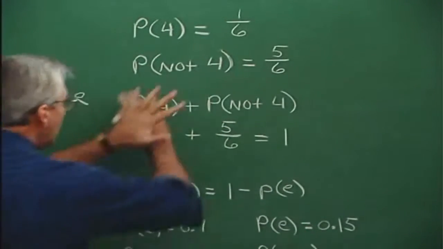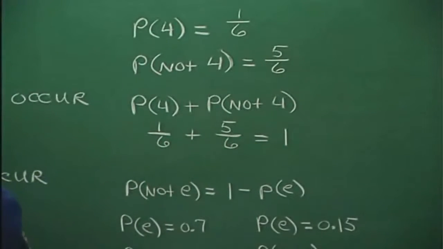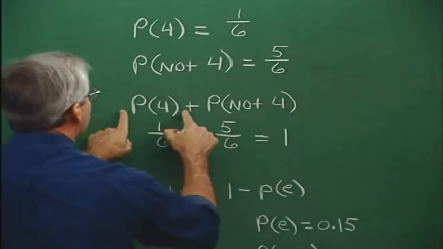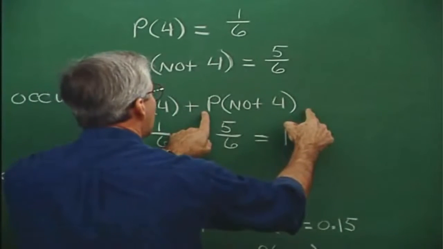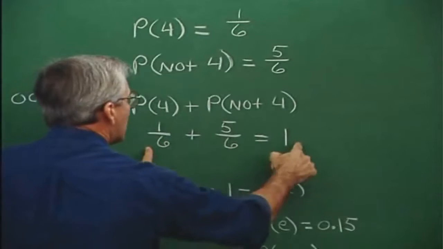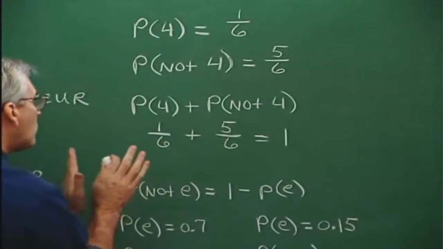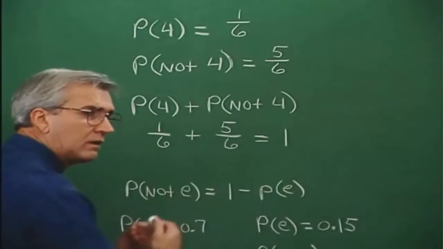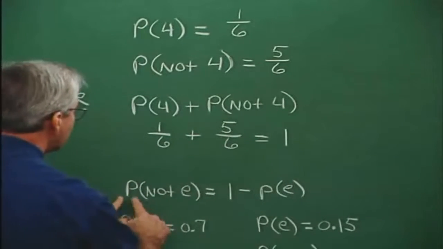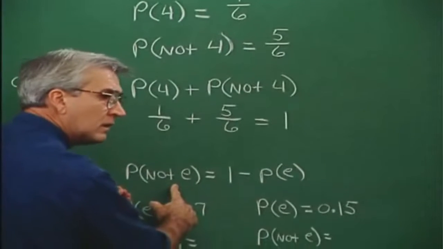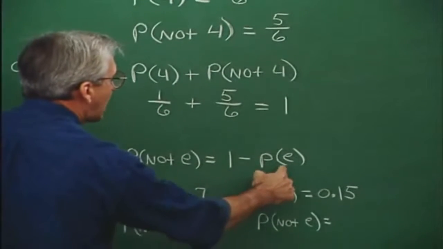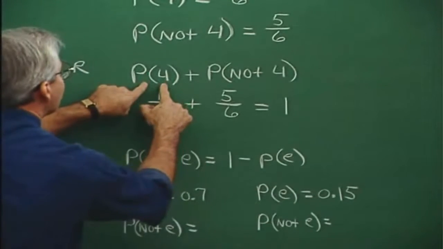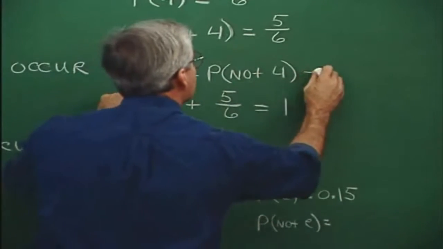And another aspect of this is that notice that 4 and not 4, the probability of rolling a 4 and the probability of rolling a not 4, has a sum of 1. Now that gives us an interesting way of finding not something. You see, if we want to find the probability that something is not going to happen, then we can take 1 minus the probability that it does happen. Because the probability of an event and not the event is 1.